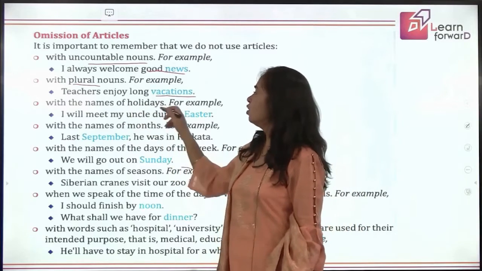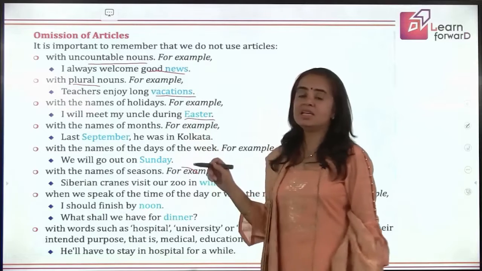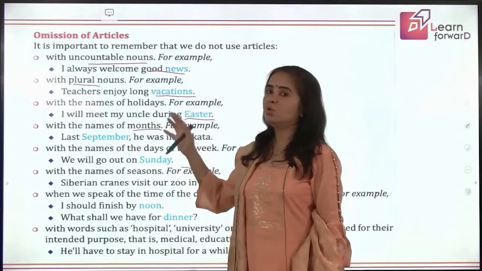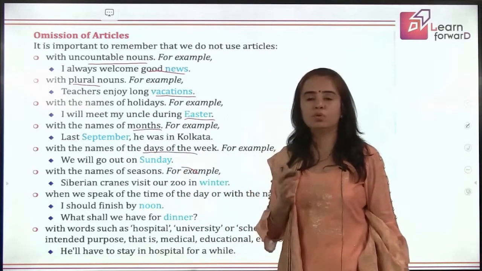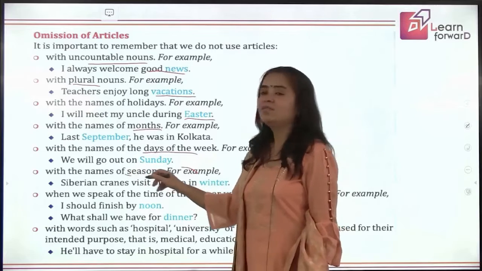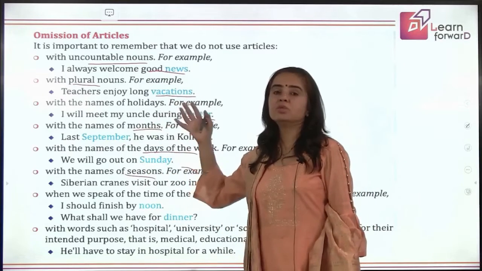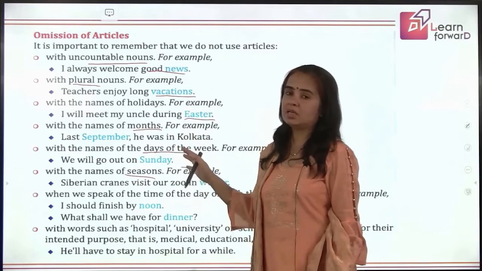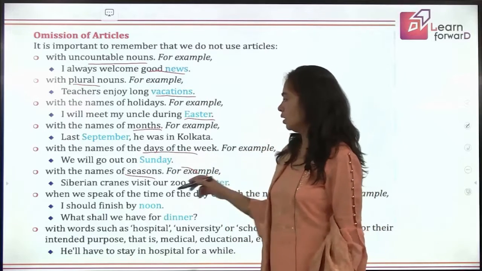With the names of holidays, like I will meet my uncle during Easter, I'm not saying the Easter. With the names of months, we do not use any article. With the names of days of the week also, we do not use any article. Then with seasons, of course, we do not use. So with the names of holidays, months, days and seasons, no article is used. And even with uncountable nouns, we don't use an article.